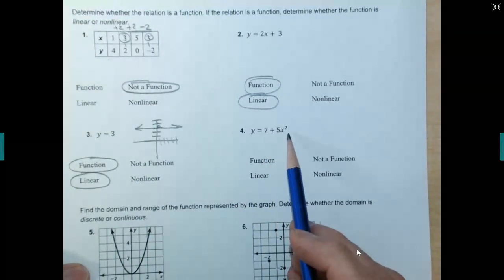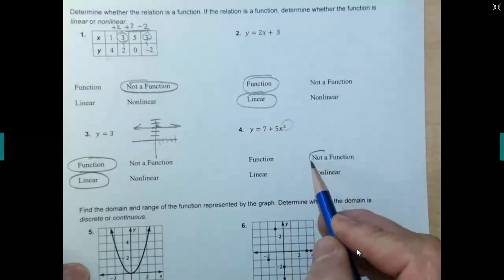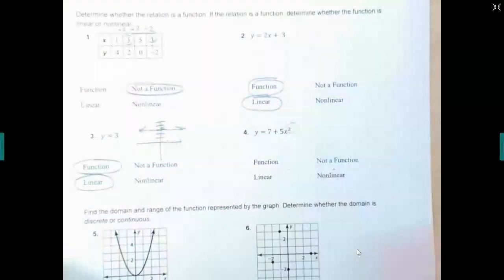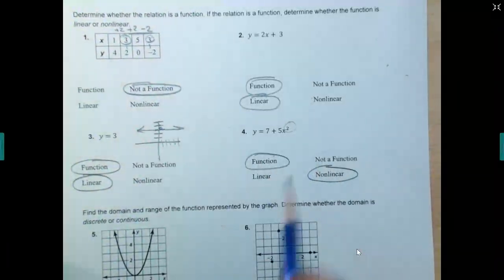Y equals 7 plus 5x squared. Oh, we look right there. This is not a function. Oh wait, no, I'm sorry. It's not a line, excuse me. It's not a line, but it is a function.